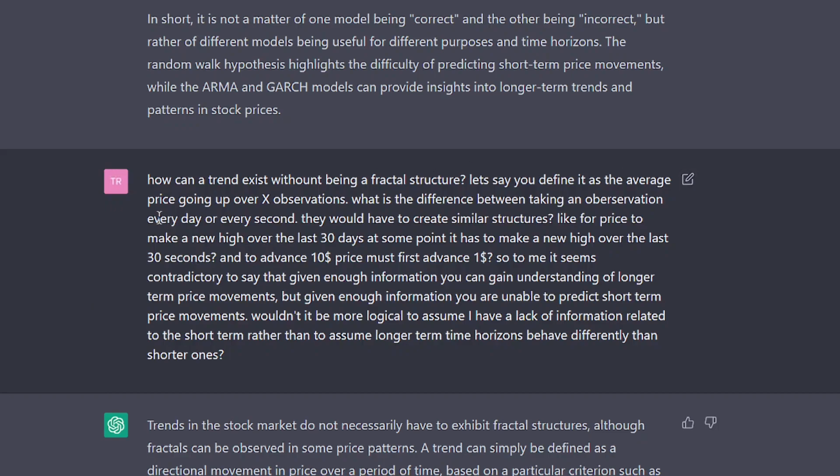So anyways, how can a trend exist without being a fractal structure? Let's say you define it as the average price going up over X observations. What is the difference between taking an observation every day or every second? They would have to create similar structures.